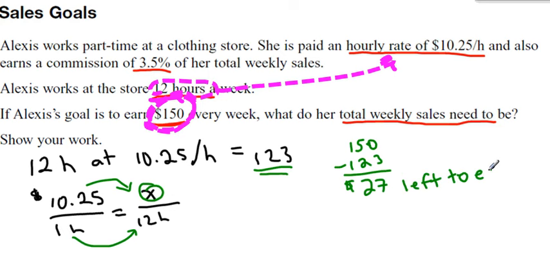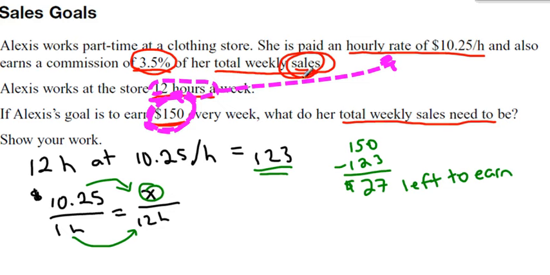And how else does she make her money? Well, the other way that she makes her money is through this commission. So every time she sells something, she earns 3.5% as part of her salary. So we need to figure out what sales amount would make 3.5% of it equal to $27. So let's think about what that would look like.